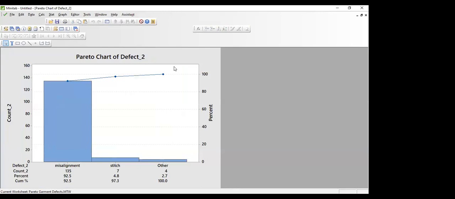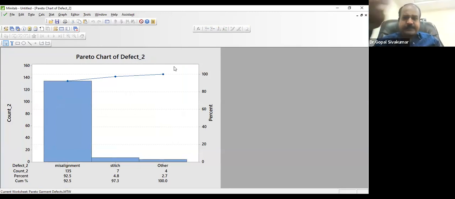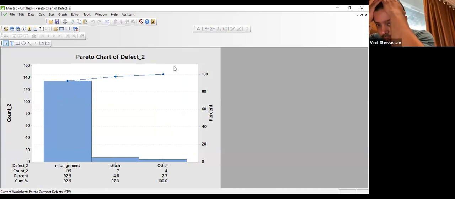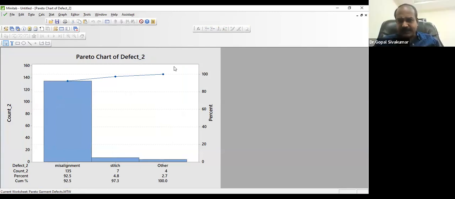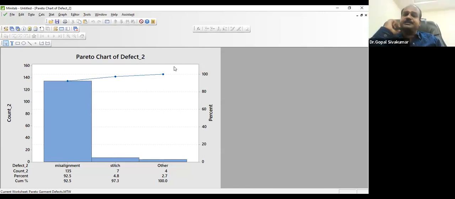What is your project now? Misalignment to be corrected. Reducing the customer complaints due to button misalignment issue in the shirt section of Sigma Garments. Sigma Garments is the company, shirt is the department. In that, defective button is the problem. Specifically, misalignment is the button problem. Misalignment issue is the kind of defect. Right. This is called problem understanding.